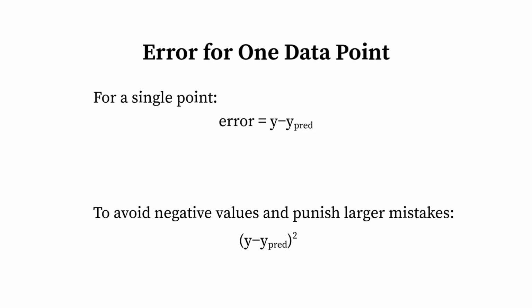So to calculate what's wrong with our data, first we will calculate how wrong our prediction is by using y minus y prediction for this single data point. Now we know y pred is nothing but y equals mx plus b, so we can replace y pred with mx plus b. Now to avoid negative values, we use the square here. This way, we square the error so negative and positive mistakes don't cancel out.